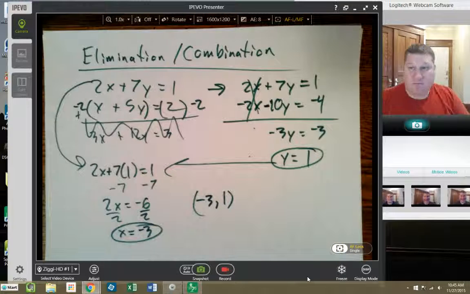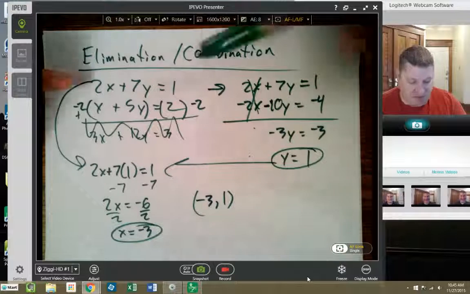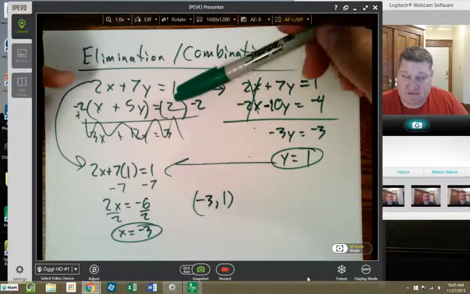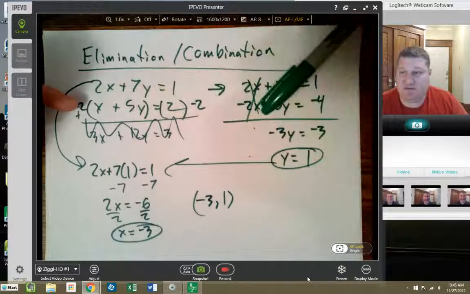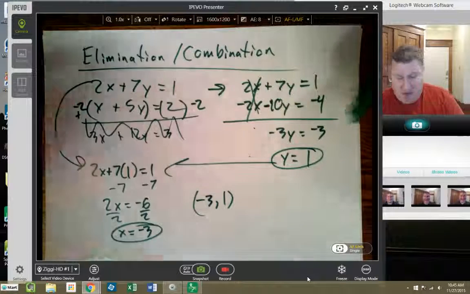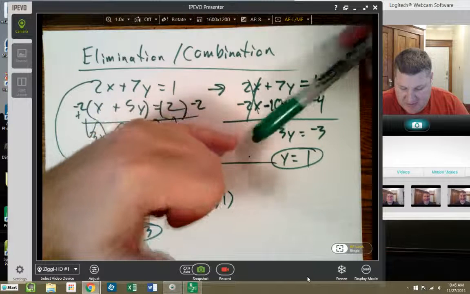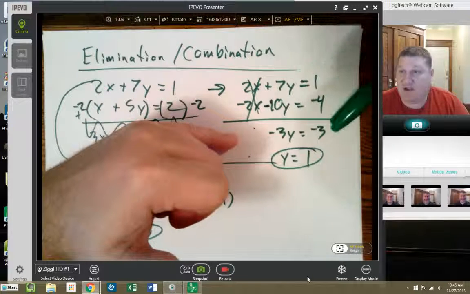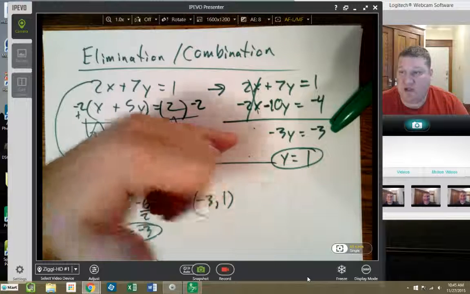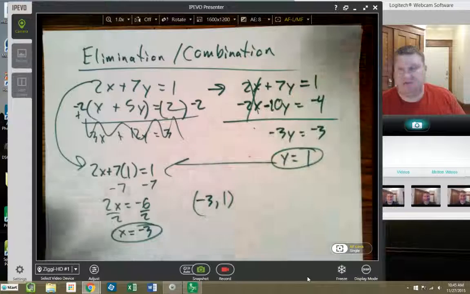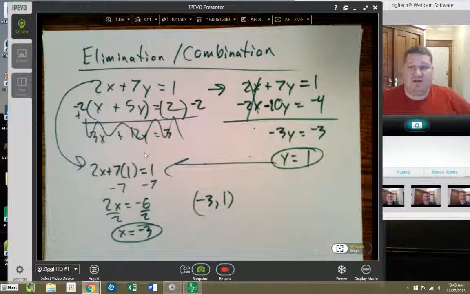So there we go. Real quick revision. We try to get something to cancel out. If nothing cancels out, we try to multiply both sides by something so something will cancel out. Once I've done that, then I can put them together, get rid of one of the variables, and find one of the variables, so y equals 1. Take either one of these two equations, plug it in, and solve again. All right, on to the next method.